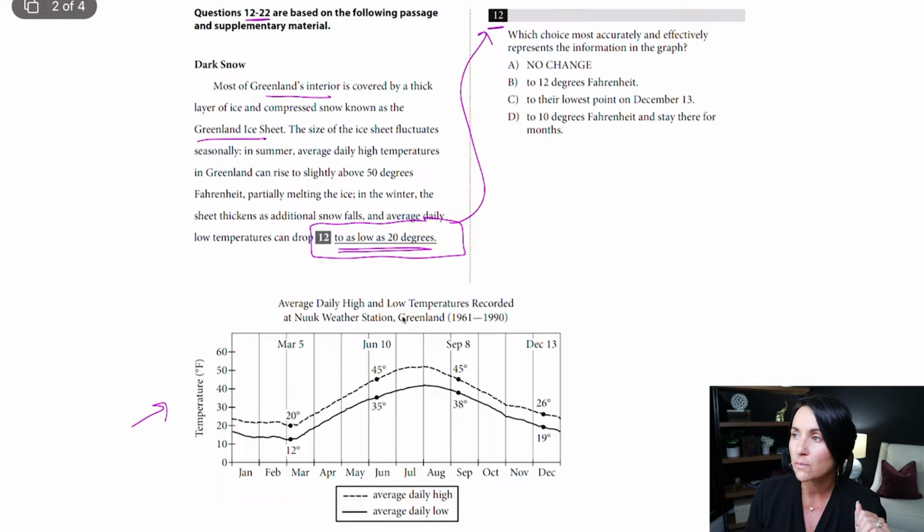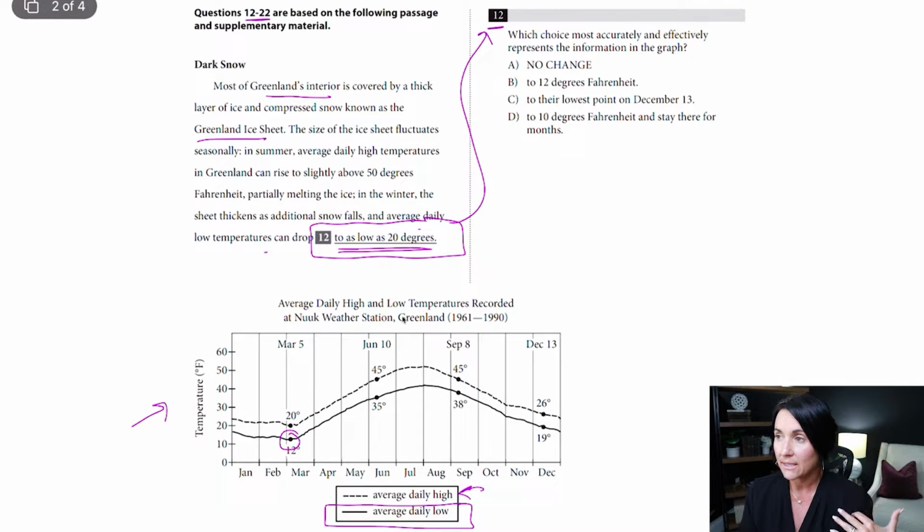So it says, which choice most accurately and effectively represents the information in the graph? Now, it's saying here, the sheet thickens as additional snow falls and average daily low temperatures can drop. Well, let's see here. We have average daily low temperatures down here, which is the solid line. And it looks like it's not 20, but it's 12 degrees Fahrenheit. This is the high temperatures. So we could have used the graph to do this. Or another thing we could do is think about the grammar. Usually the shortest is the correct answer. So drop to 12 degrees Fahrenheit is the correct answer there, but the graph definitely helped us.